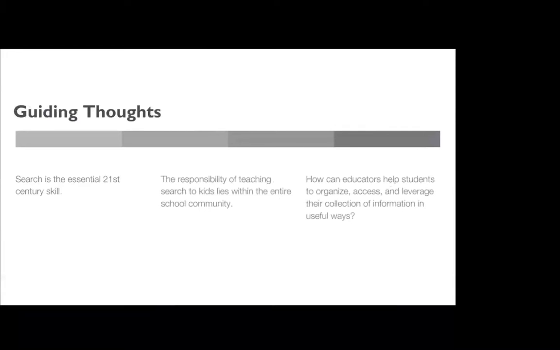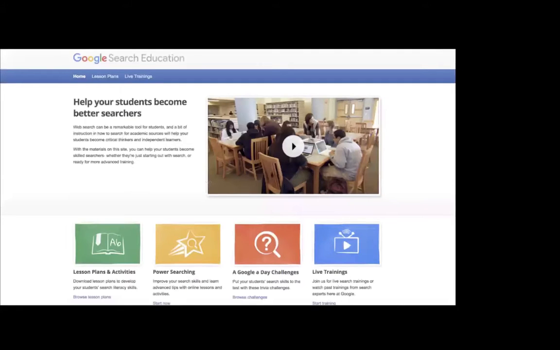Search is what I consider the essential fundamental 21st century skill for kids. If you can't search effectively and get information to come to you, it makes life a lot more difficult in some ways, particularly learning in school. And the responsibility of teaching search lies within the whole school community. People need to model it for students and, again, think out loud about how that search process works. It's not just the domain of the librarian, although the librarian is very, very important in the process. And I want us to think about how educators can help students, just like Google, to organize, access, and leverage their collection of information in useful ways. How are we helping students develop their own tool set?